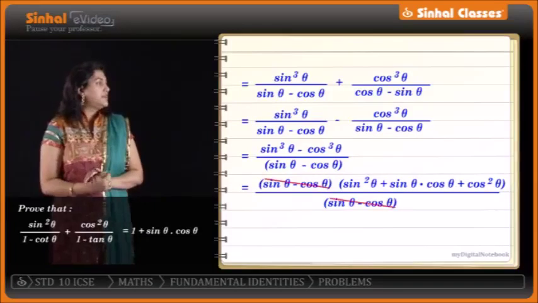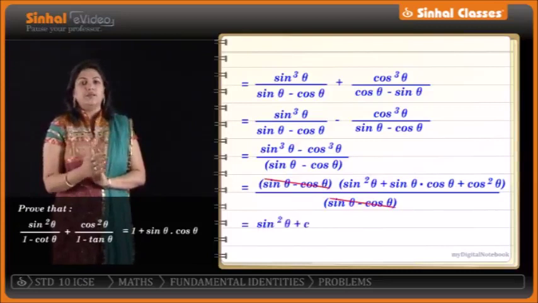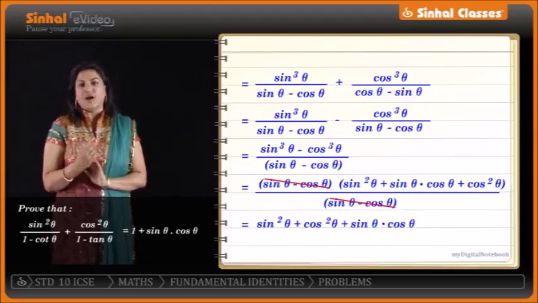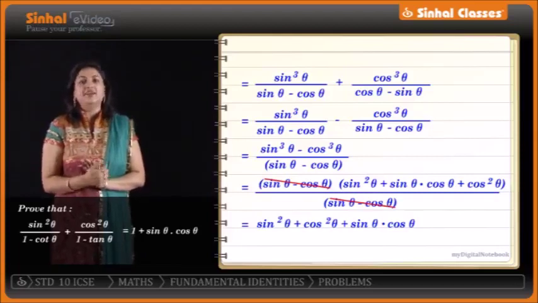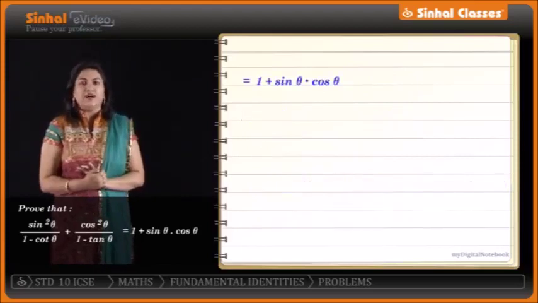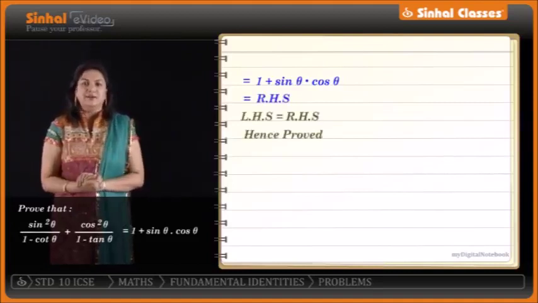So, we are left with sin square theta plus cos square theta plus sin theta cos theta. Now, what is sin square theta plus cos square theta? That is 1, the fundamental identity. So, we have 1 plus sin theta cos theta, which is nothing but our RHS. So, we have proved LHS and RHS equal.